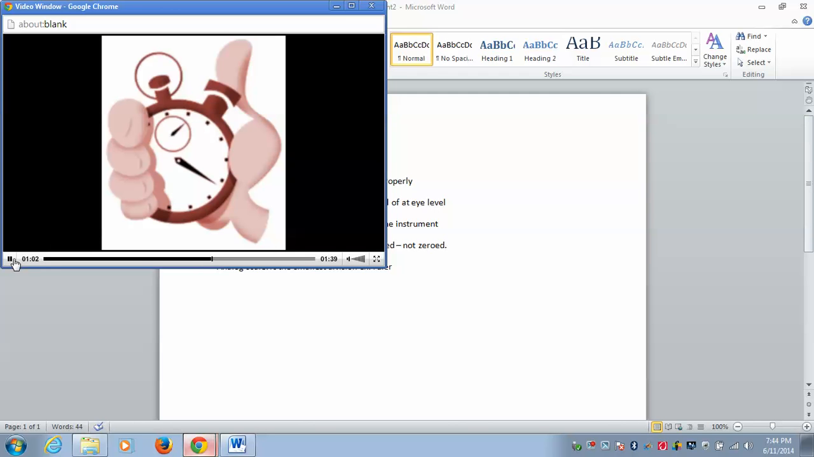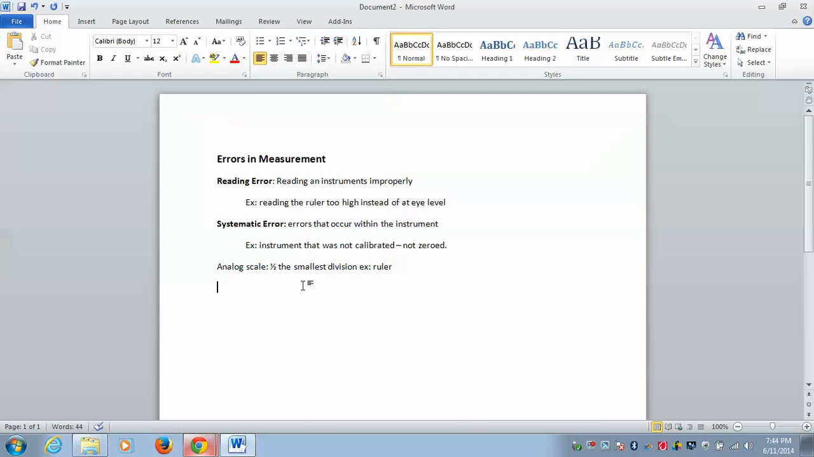Okay, so the other type of scale that they talked about was a digital scale. And this was the smallest unit or smallest division. And the example that he gave was plus or minus 0.01 seconds on a digital stopwatch.